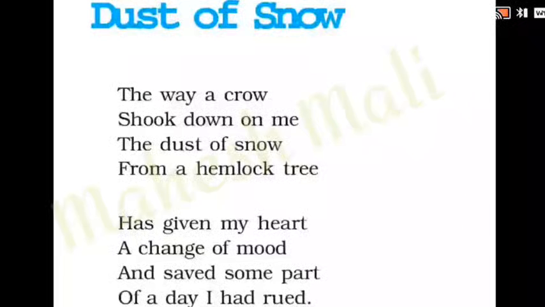The way a crow shook down on me the dust of snow from a hemlock tree has given my heart a change of mood and saved some part of a day I had rued.